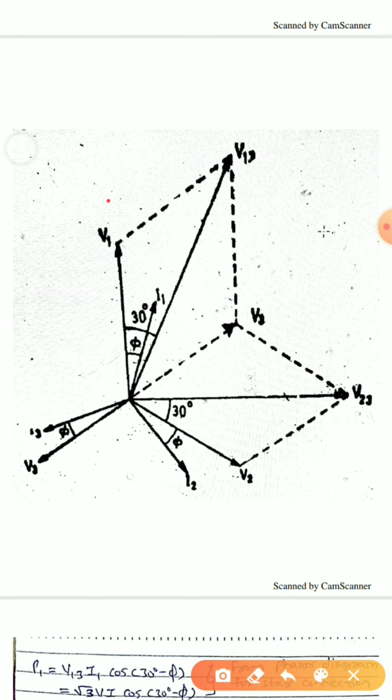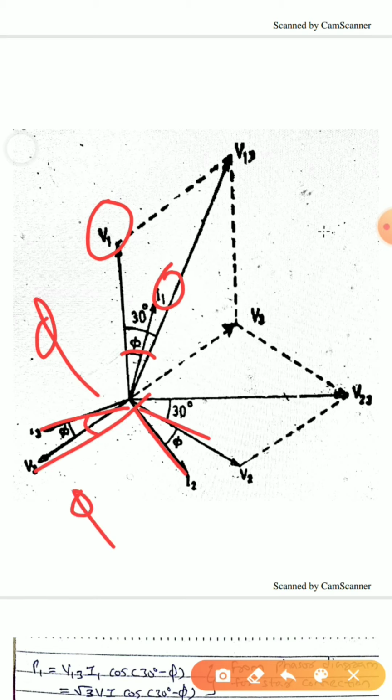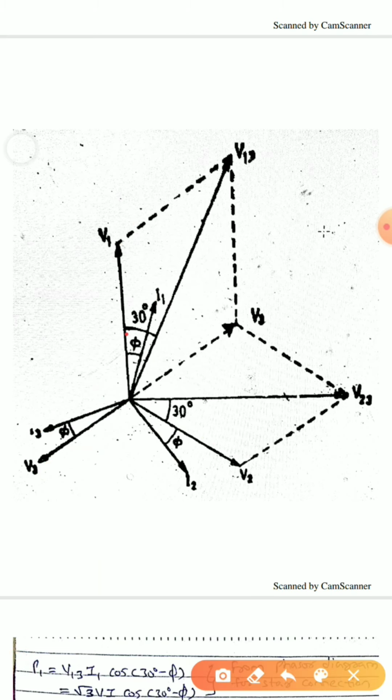Now we know that between current I1 and V1 there is a lag of angle phi. Similarly for V3 and I3, a lag of phi is there. In between V2 and I2, a phi angle difference between voltage and current is there. Now we can see here that this total was 120 degrees. This was bisecting, so this became 60 degrees. Now this is an angle bisector, therefore this will be 30 degrees.